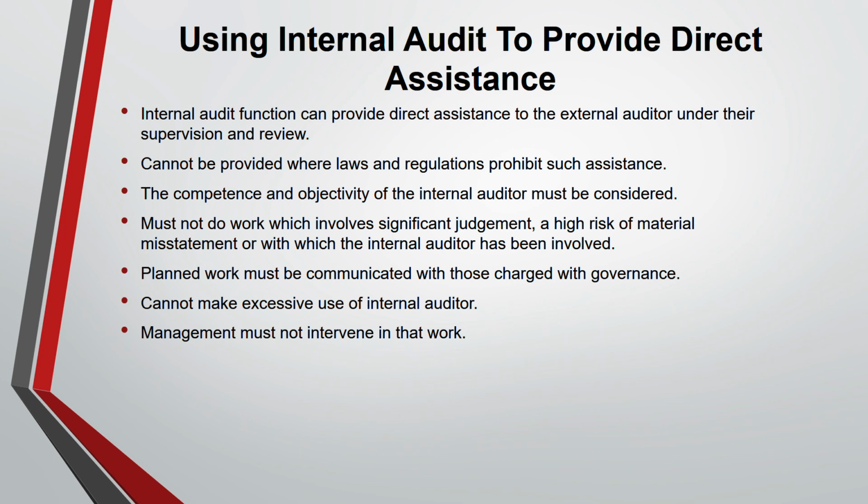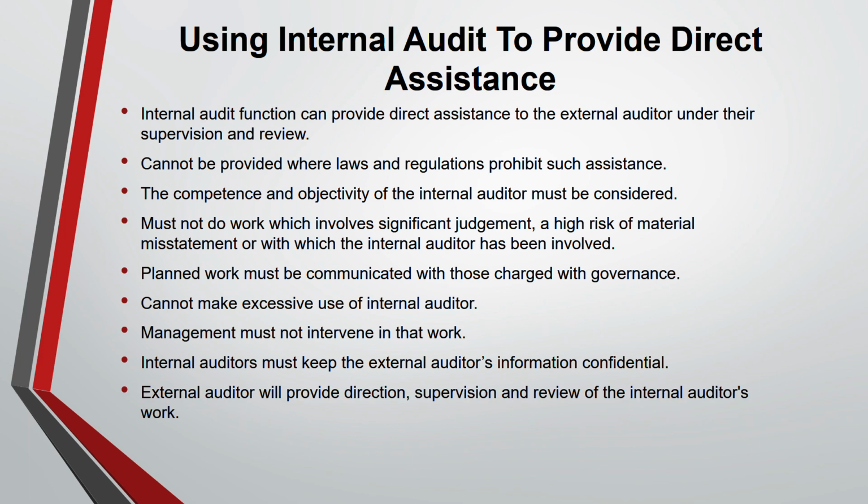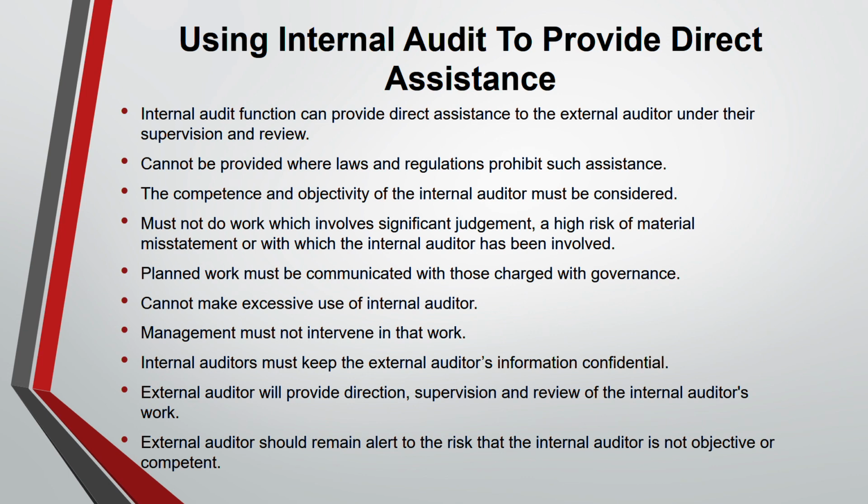Management must not intervene in that work. Management cannot intervene in the direct assistance that the internal auditor gives to the external auditor. Then, the internal auditor must keep the external auditor's information confidential. The external auditor will be providing direct supervision, direction and review of the internal auditor's work. They are directly reviewing the work of the internal audit. And the external auditor should remain alert to the risk. What is the risk? That the internal auditor might not be objective, he might not be competent, right? So these are some risks that the external auditor should be alert to.